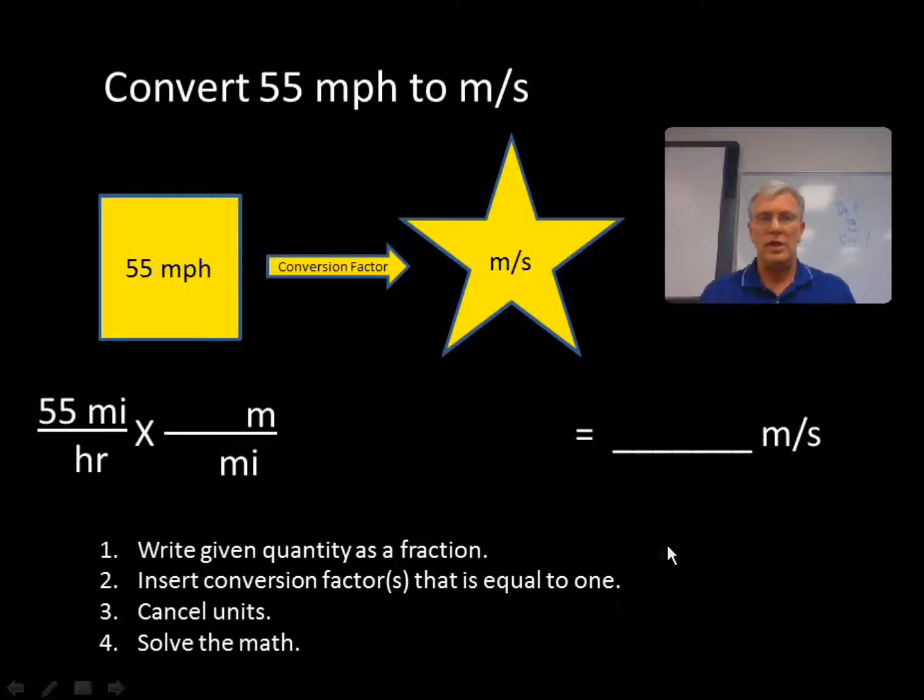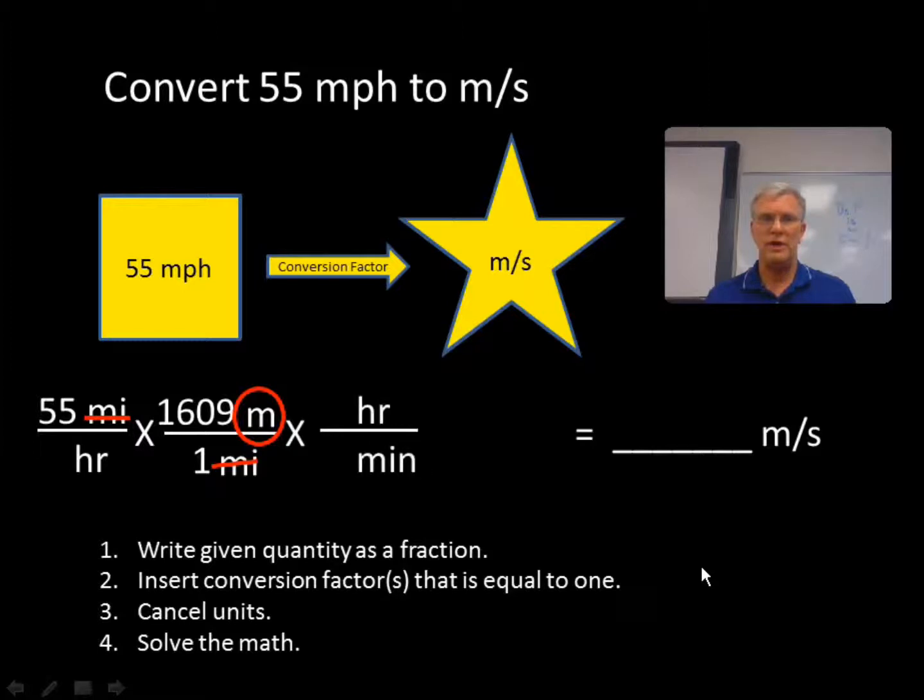I know that there are 1,609 meters in 1 mile. This is a conversion factor that's equivalent to 1, and it'll enable me to convert miles into meters. Miles will cancel out, and I'm going to be left with meters, and that's what I'm looking for in my final answer. So I've got meters. Now I need to get hours down to seconds.